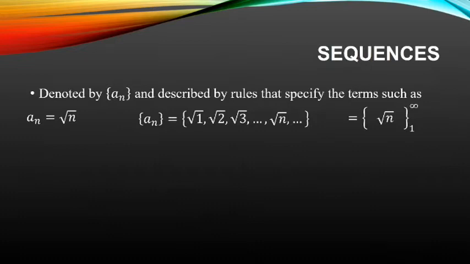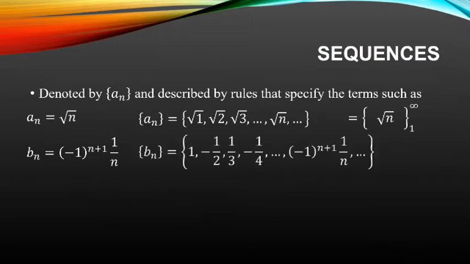up to infinity. We also have b sub n, another sequence, which contains each term in the form negative 1 raised to n plus 1 times 1 over n. So as n increases, we substitute n in the formula, so we can get the sequence of b sub n, which is equal to 1, negative 1 half, positive 1/3, negative 1/4, up to the nth term, which is denoted by b sub n, and so on.